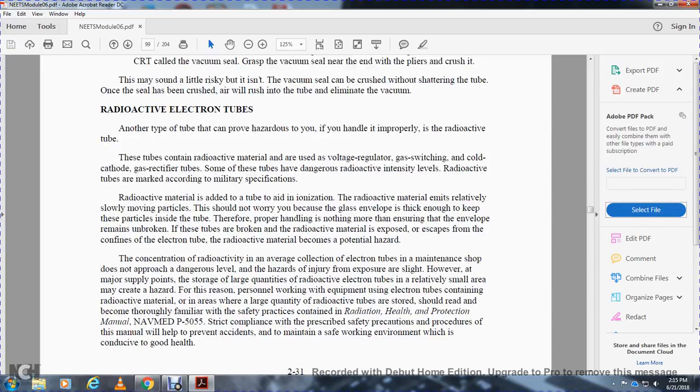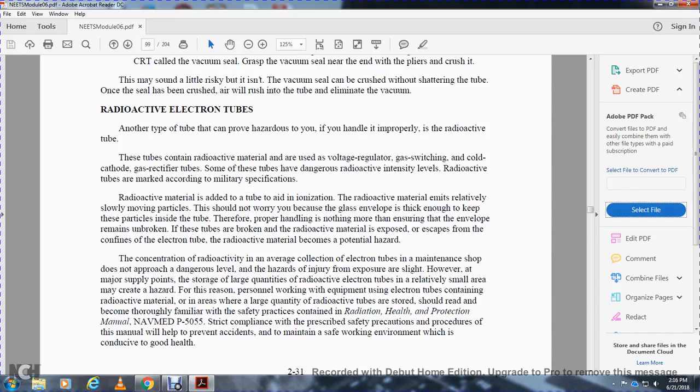Radioactive electron tubes are another type of tube that can prove hazardous to you if not handled properly. Radioactive tubes contain radioactive material used in voltage regulator, gas switching, and cold cathode gas rectifier tubes. Some of the tubes are dangerously radioactive at intensive levels. The radioactive tubes may be marked according to military specification.